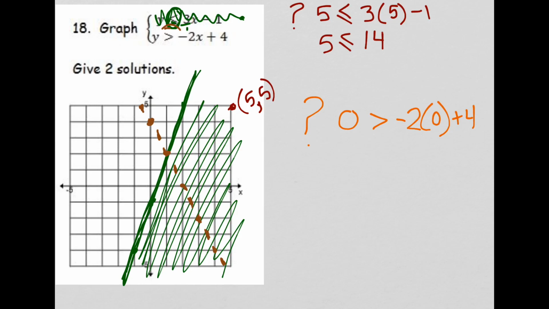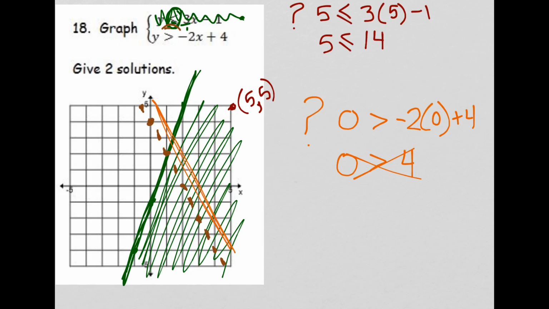So what can you do to make this a little bit more real to your brain? You can say things like, let's see, -2 times 0, that's 0. Is 0 bigger than 4? Would I rather have 0 money or $4? Oh, 0 is not bigger than 4. That's not true. So 0, 0 is not a solution. So everything over here where 0, 0 was is not part of solution land for that second equation. It's going to be everything on the other side of my boundary line.